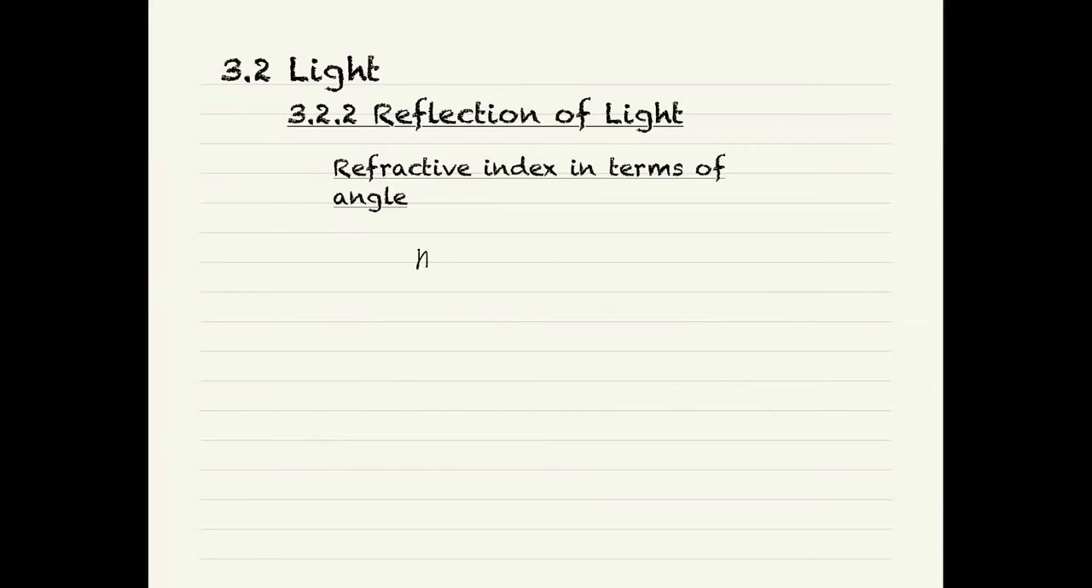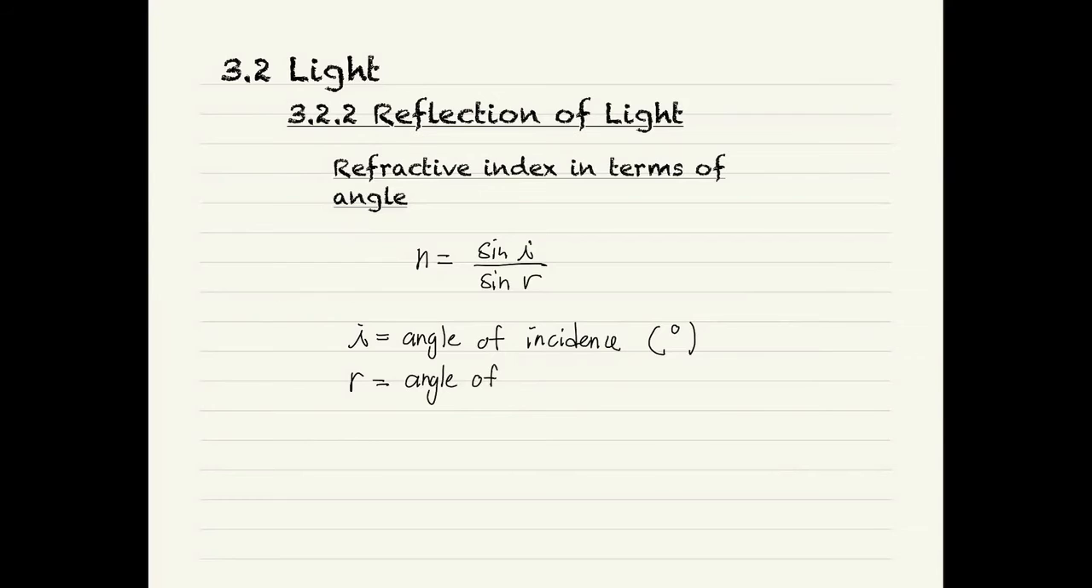The next formula for refractive index is sin i over sin r. i is angle of incidence. Unit is degree. r is angle of refraction. Unit is degree. n is refractive index. No unit.